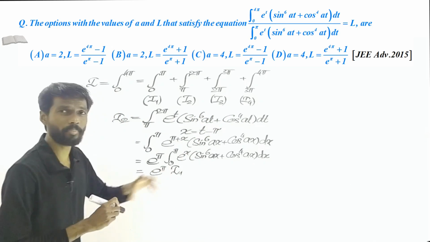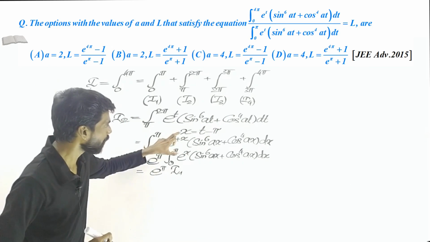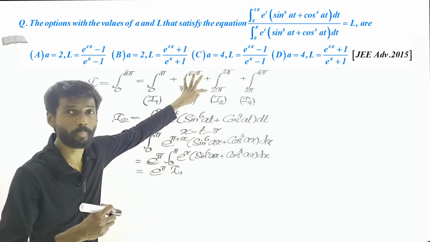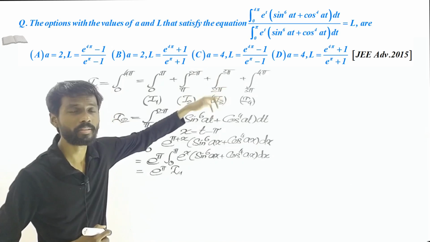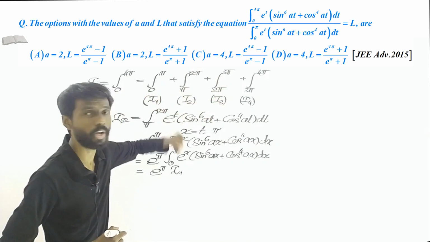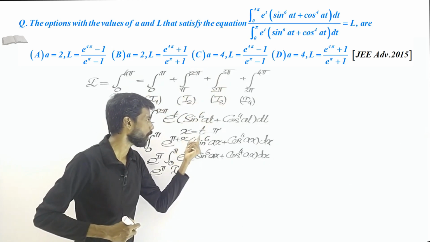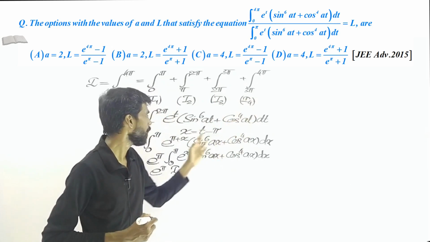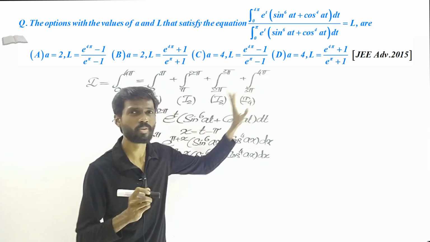What we have to do, the simple method, is to substitute x equal to t minus 2 pi in this term, because the lower limit is 2 pi, and 2 pi minus 2 pi becomes 0. We want the lower limit to be 0, so you do the substitution x equal to t minus 2 pi, and for this integral you have to do the substitution x equal to t minus 3 pi. That is the only difference.